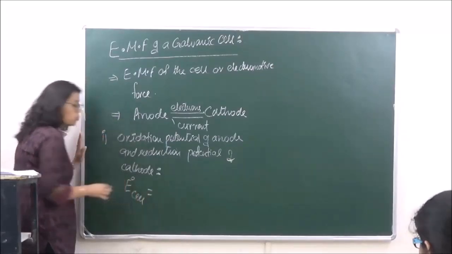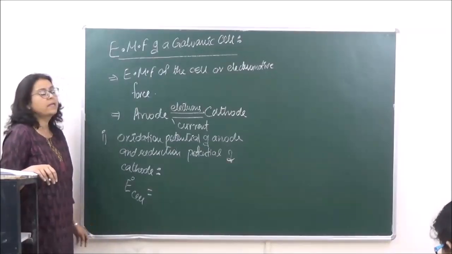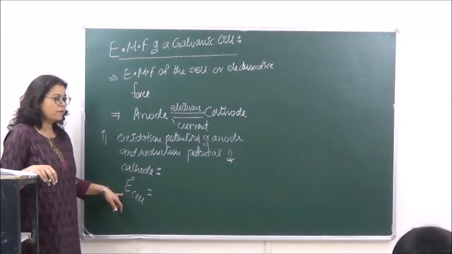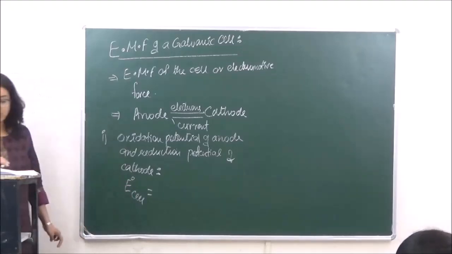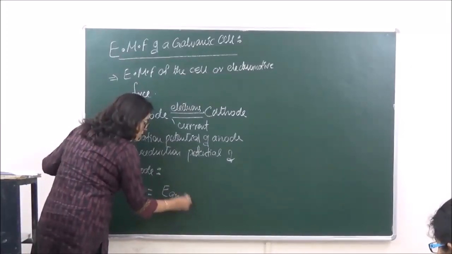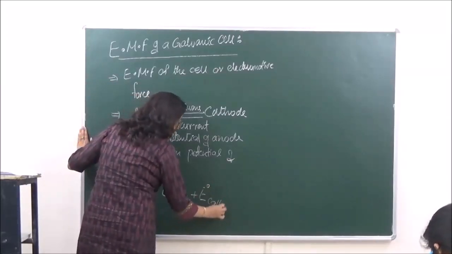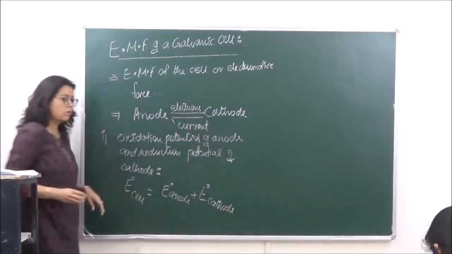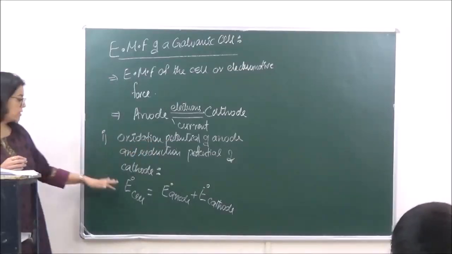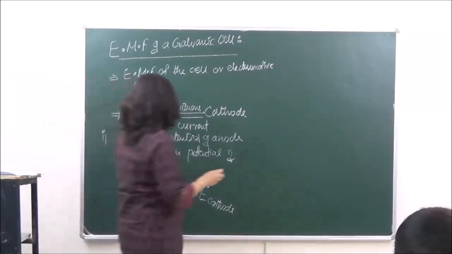What do we understand by naught over here? When the conditions of the reactants and the products are standard, that is, we are taking 1 molar concentration, that is the standard electrode potential of a cell or standard EMF of a cell. So E naught cell will be given as the oxidation potential of the anode plus the reduction potential of the cathode. Only when the oxidation potential of the anode and the reduction potential of the cathode are given can we use this method. The second method is when the reduction potentials of both the electrodes are given.